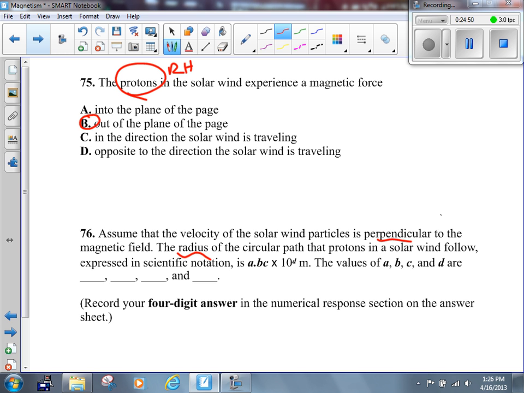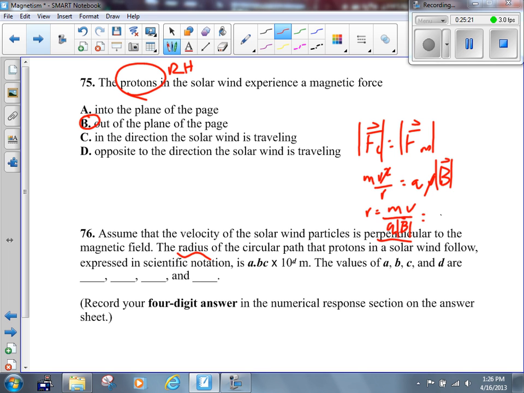Yeah, Fm equals Fc. Almost always. It's always valid, and we're almost always going to use it. Fc is equal to Fm. mv squared over r is equal to qvB. These cancel, and I end up rearranging this to solve for r. I get qB. No, I don't. I get mv over qB. The r goes up by multiplying, the qB goes down by dividing. mv over qB. I plug those numbers in, and what do I get for 76?